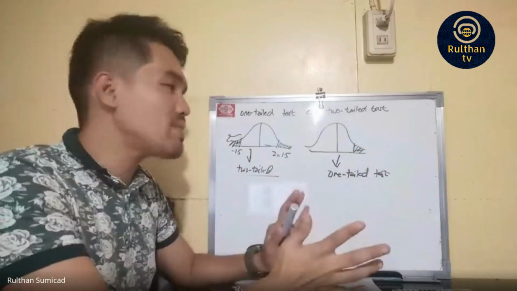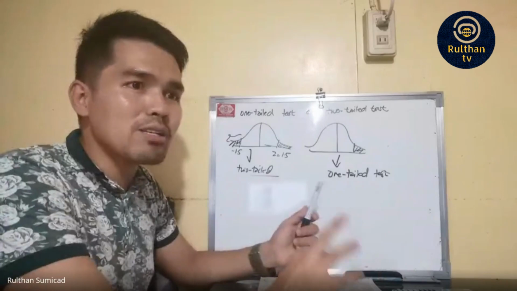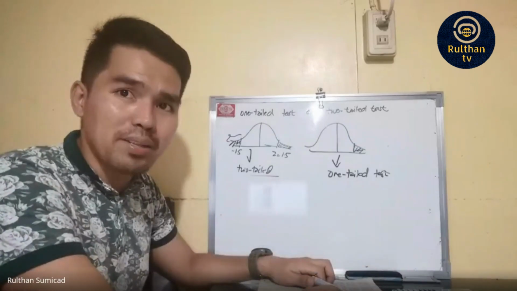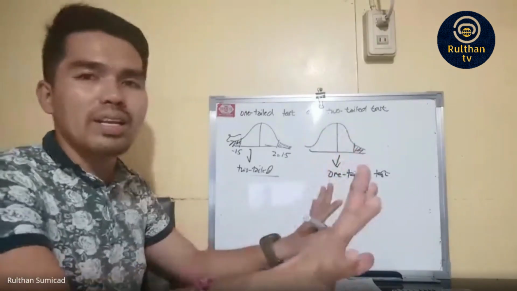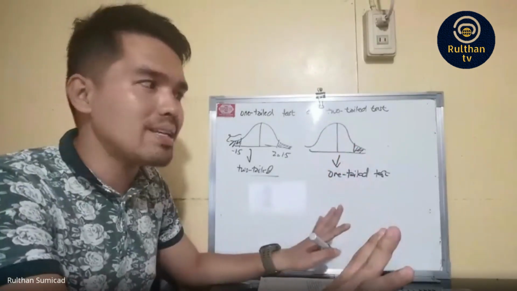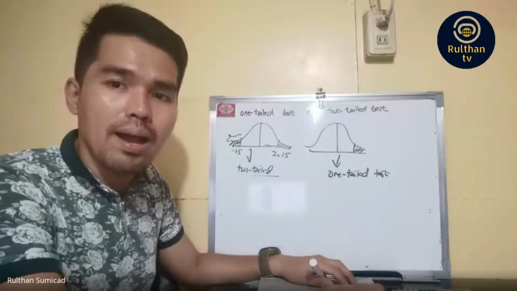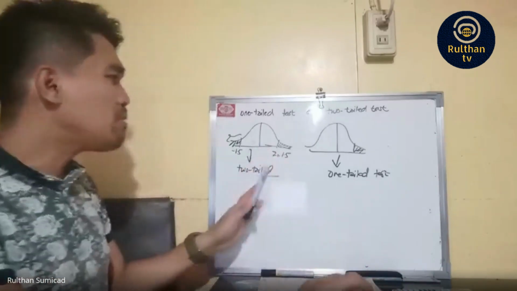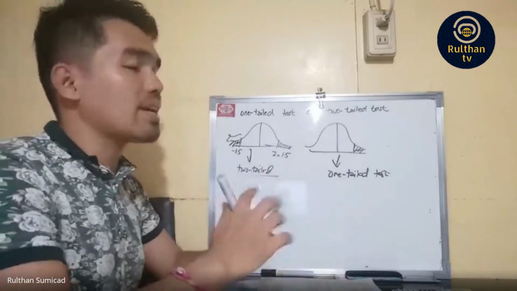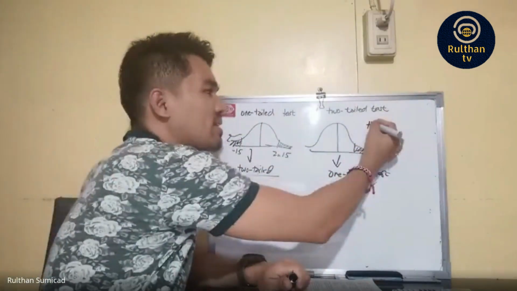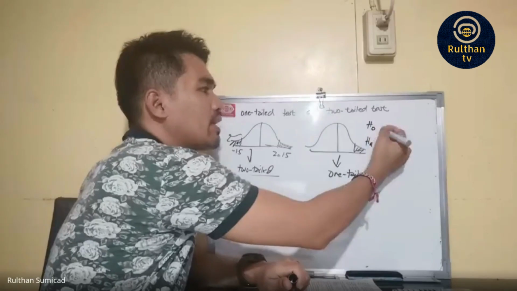A one-tailed test is anticipating a specific direction where you can reject the null hypothesis, while the two-tailed test is anticipating two rejection areas of your test analysis. It could be left or right of your mean. So when do we have a two-tailed test and a one-tailed test? Actually, it depends on your hypotheses, null and then alternative.